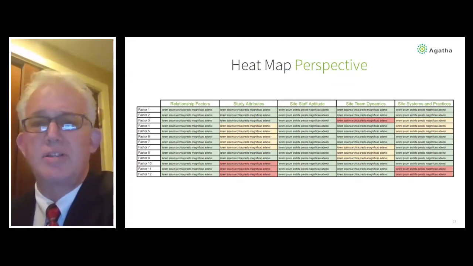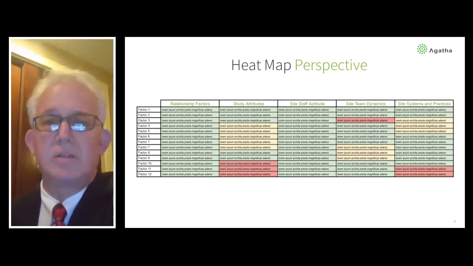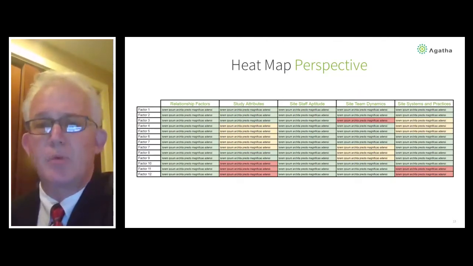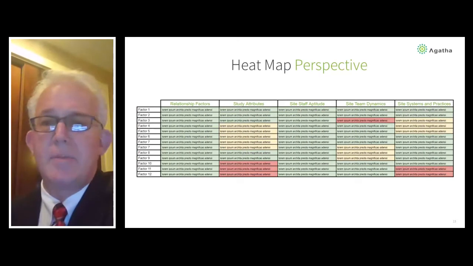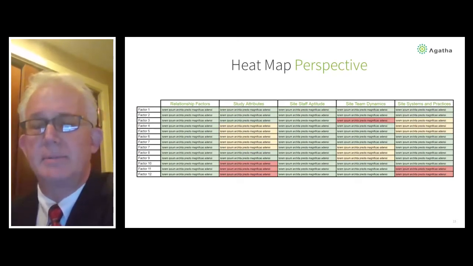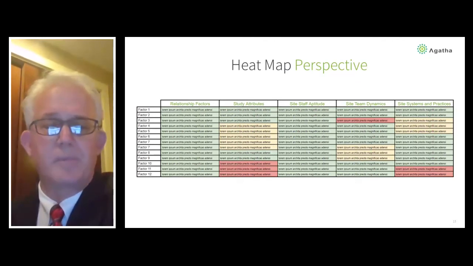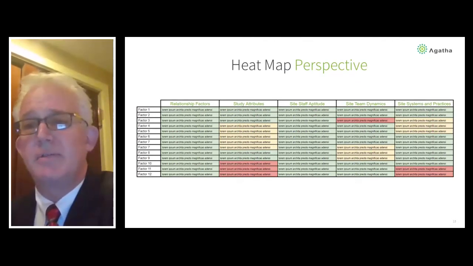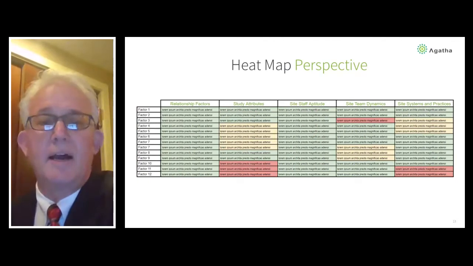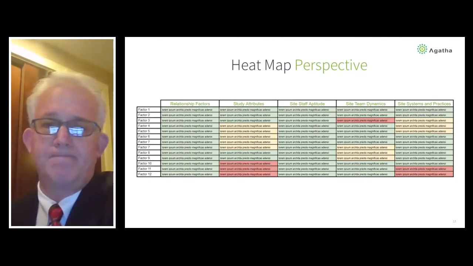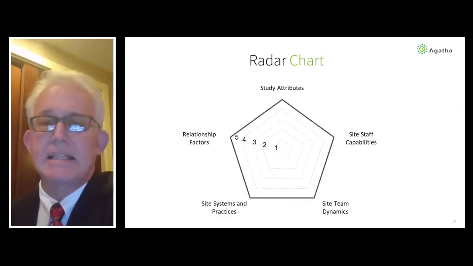And that way, visually, you can see right away that the challenge for this particular site score is in these study attributes. The problem is more with the study than anything else, with some issues having to do with systems and processes. Heat maps are very simple, very easy. If you know Excel, you can just color cells based on scores. But there's lots of other ways to visualize it as well. One of my favorites is a radar chart. So I'm going to show you that next.